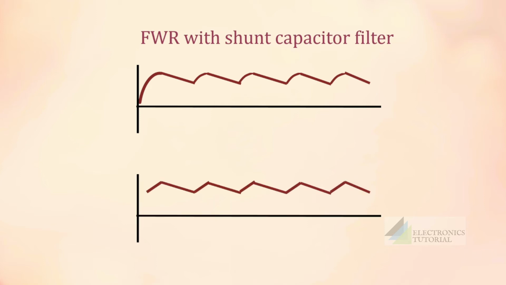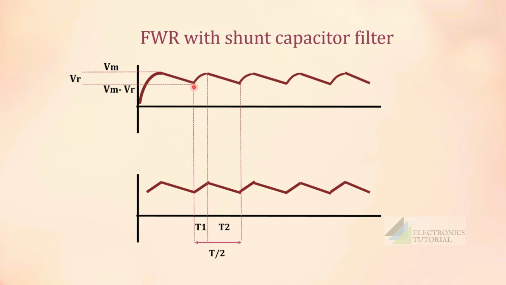And for finding the ripple factor, we'll be considering this as similar to a triangular wave. We'll consider this as a full cycle and we'll be taking this half cycle. The time period of the half cycle is represented by T by 2. The charging time of the capacitor is represented as T1, and the discharging time is represented as T2. And the voltage value of these ripples can be represented as Vr, and this position can be represented as Vm minus Vr.